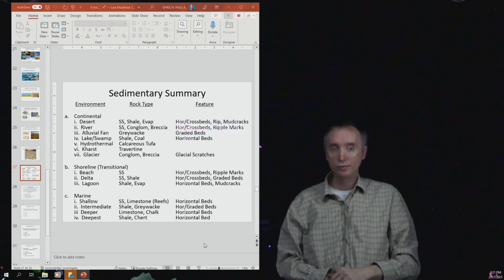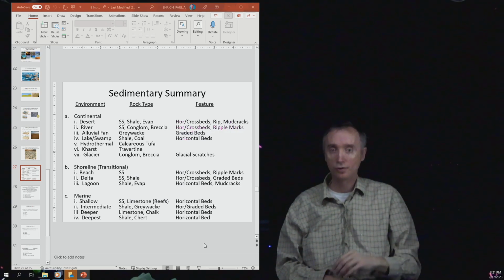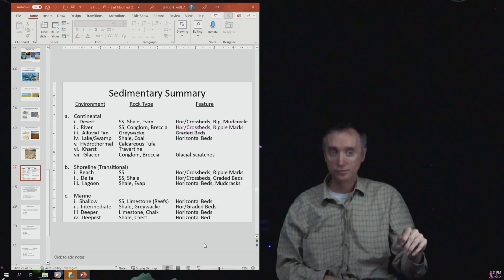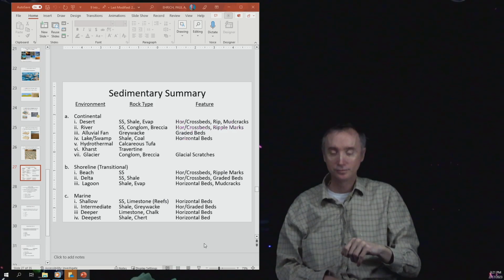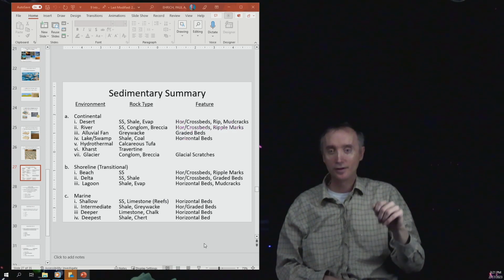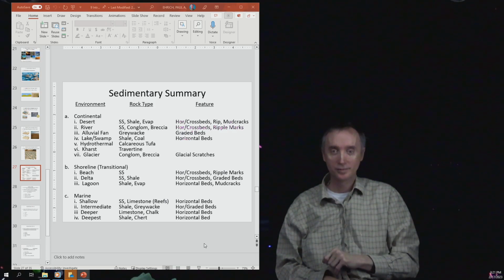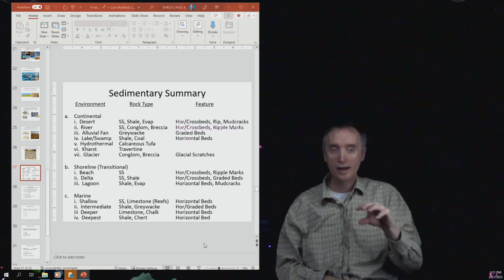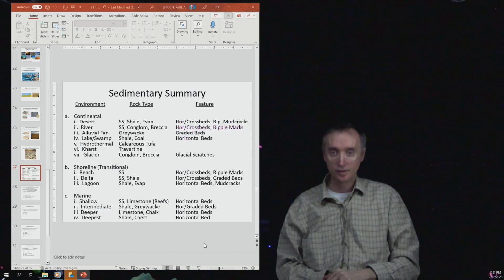Okay, then you've got the marine environment, in which you're going to have areas that are close to the shoreline, so that's going to be the shallow. Then you have a little bit deeper, so that's going to be intermediate. Then a little bit deeper, which is deeper. And then you're going to have the deepest. And so depending on how deep you are, you're going to have different kinds of environments.